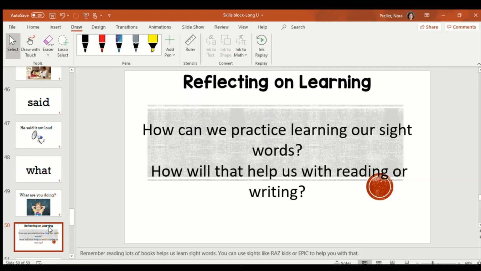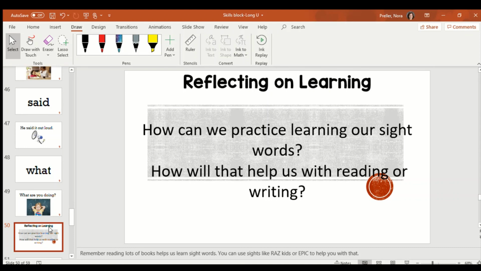Our reflecting on learning question is, how can we practice learning our sight words? So other than this video, I want you to remember that this sight word slideshow is on our kindergarten website, parents, under the writing section. So this is something you can run through with your child as often as you want. It's really helpful to practice it to help kids to get to know their sight words and other sight words because the sentences are filled with all sorts of sight words.